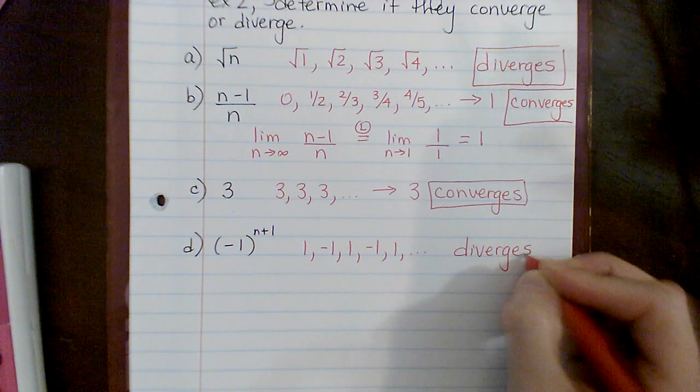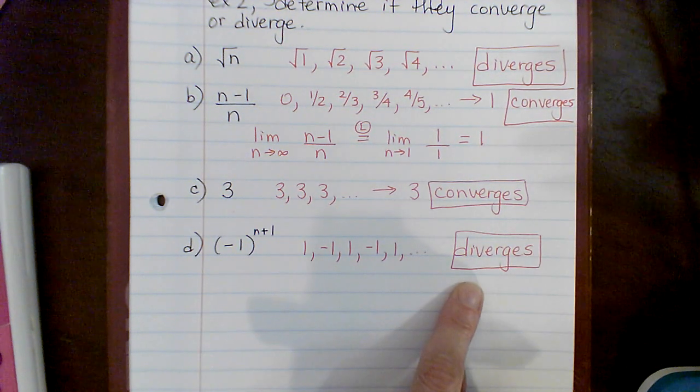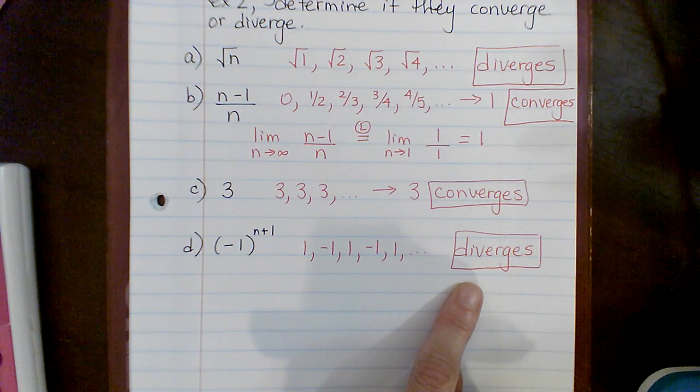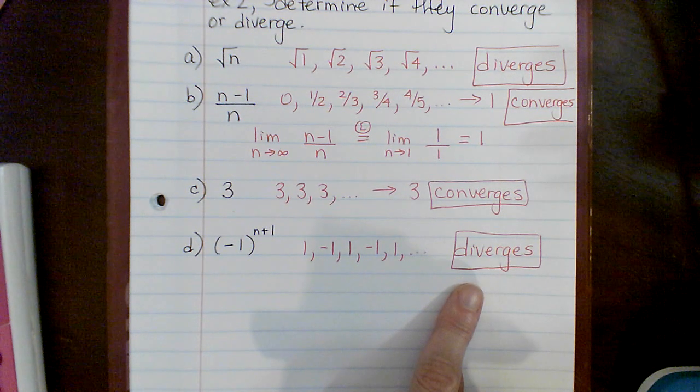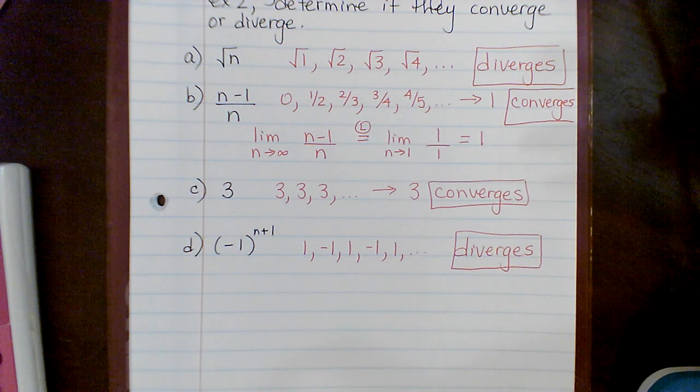And a little bit later in this section, we come across a theorem that says, hey, if you've got a couple of subsequences and those converge to two different things, then the whole sequence is going to diverge. So we're going to encounter this again.